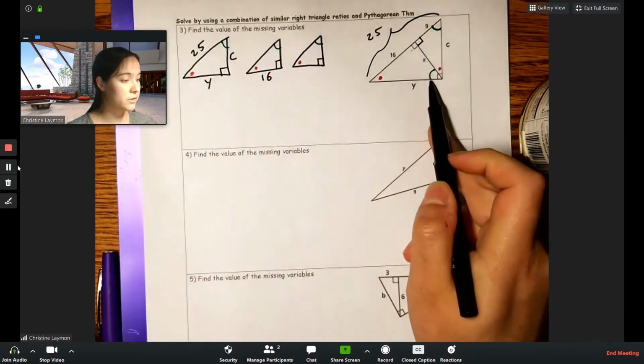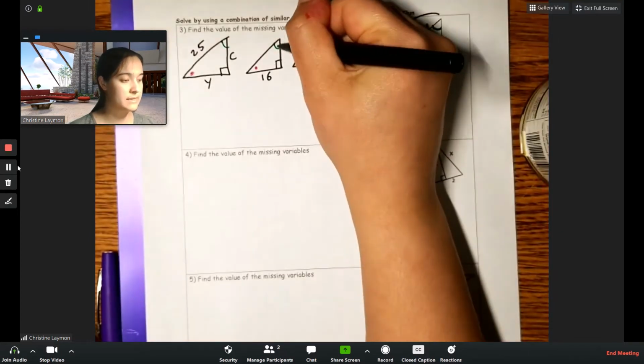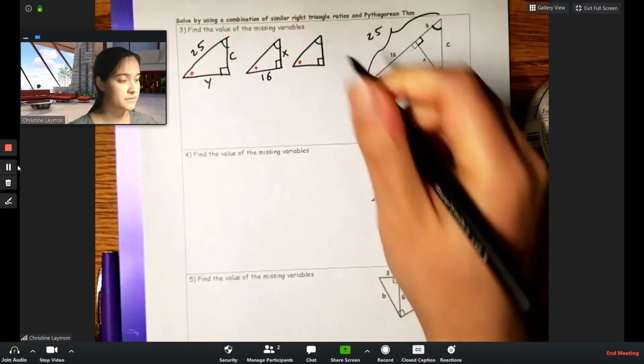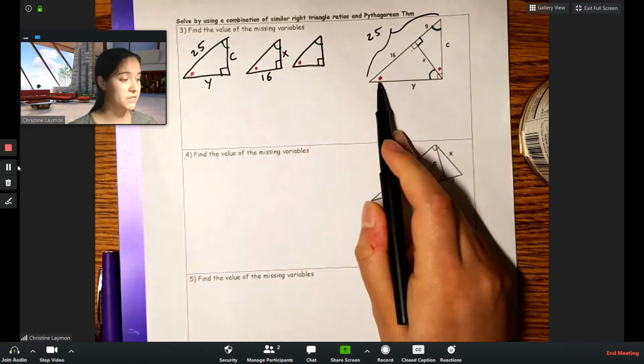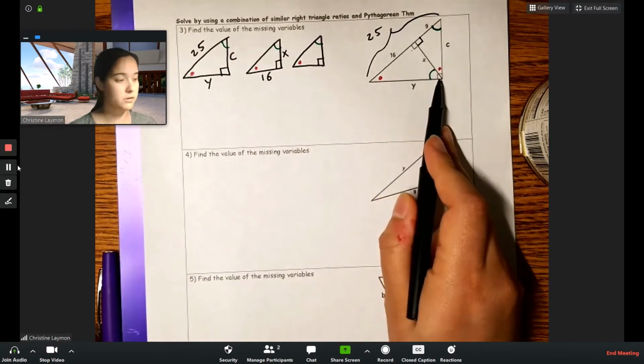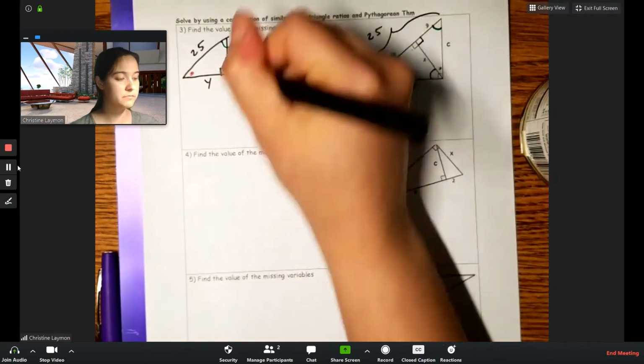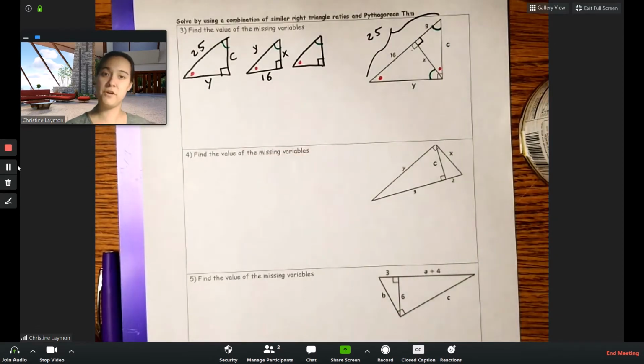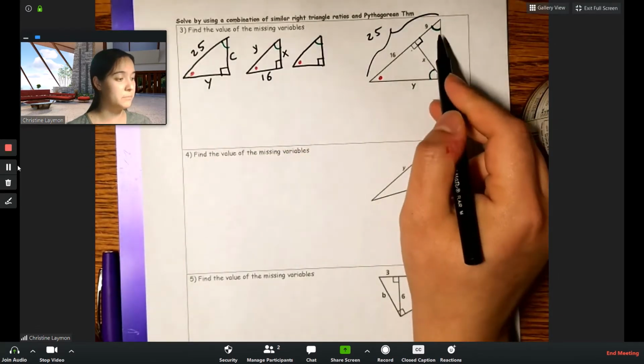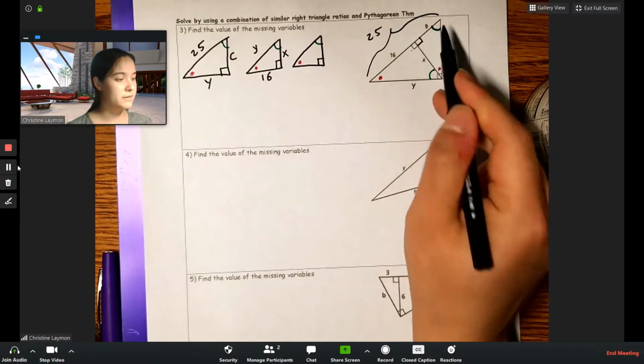90 to arc is x. And then I'm missing dot to arc, that's y. Do the same thing for the far right triangle coming from right here. Dot to arc is c.